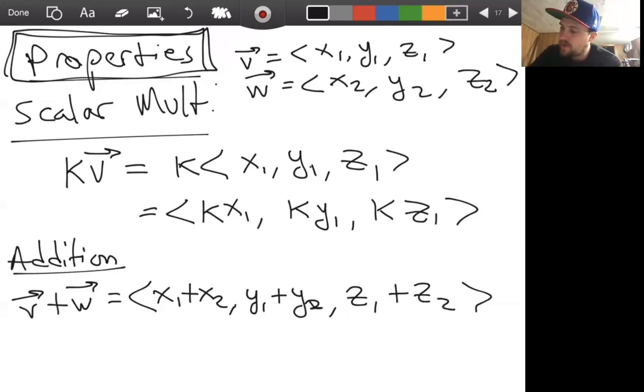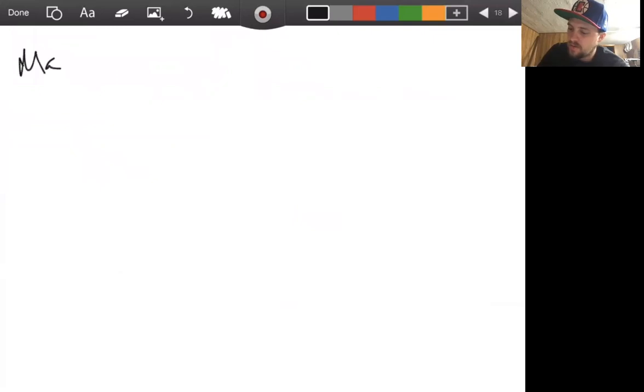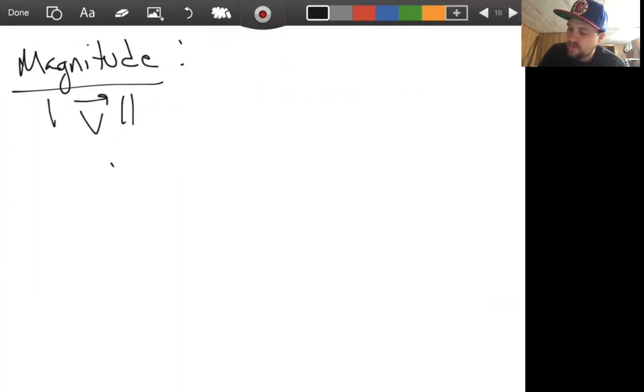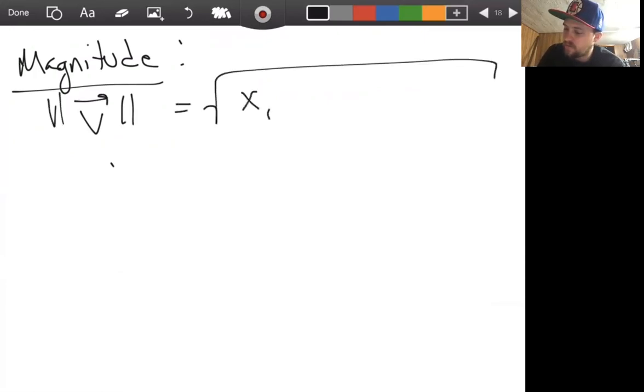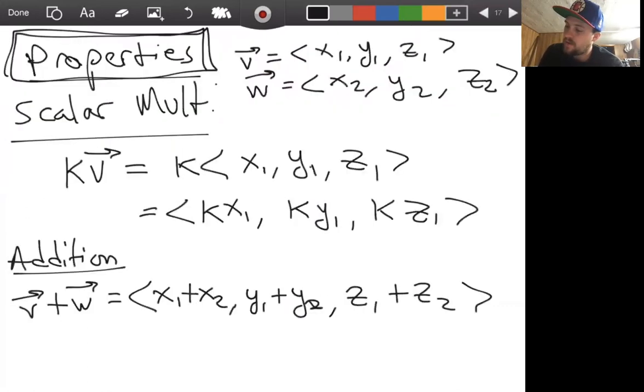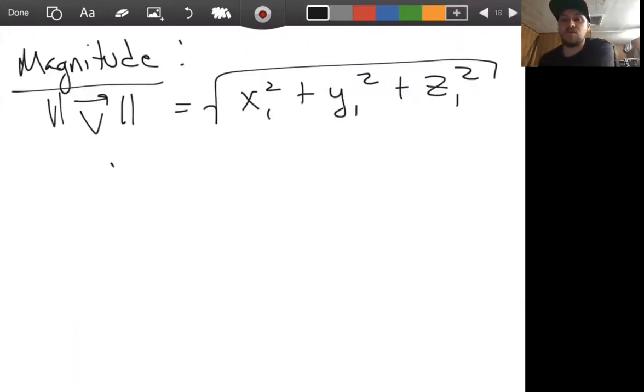So remember, what's the magnitude of a vector? The magnitude of v is given by the square root of x1 squared plus y1 squared plus z1 squared. Remember, v is this vector <x1, y1, z1>. And so the magnitude is the square root of the sum of the components squared.